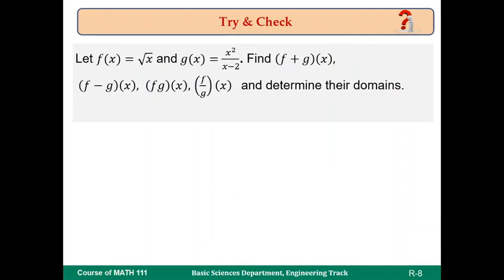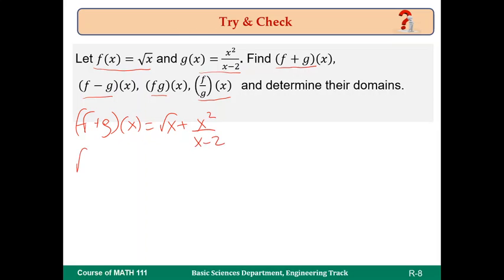Let's solve this try and check example here, the exercise. Let f of x equal square root of x, and let g of x be x squared over x minus 2, and we will find f plus g of x, f minus g of x, f times g of x, and f over g of x. Now these are easy. You just write f plus g as the sum of f of x plus g of x. You just use their formulas, you add them, you subtract them, and it will be square root of x minus x squared over x minus 2.